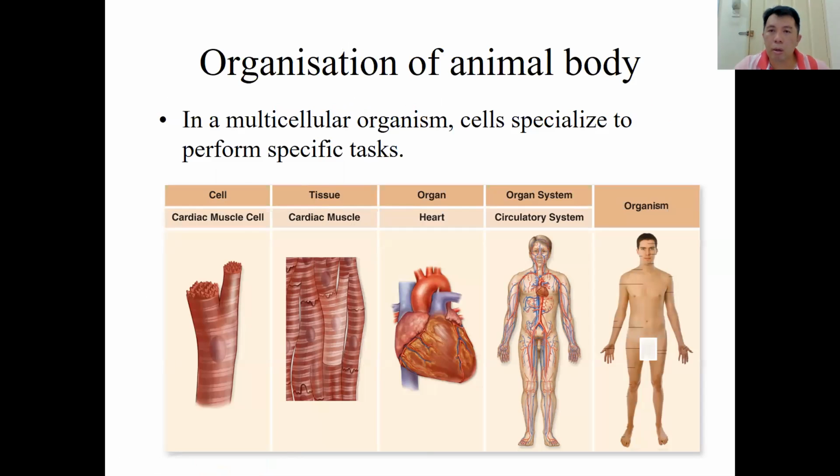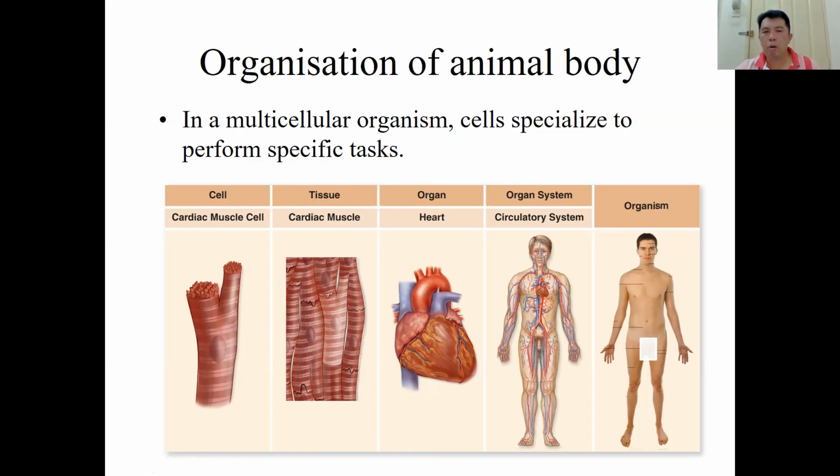In multicellular organisms, cells are specialized into different types that can perform specific tasks. The levels of organization start from the cell, which is specialized through differentiation. Then a group of cells forms a tissue. In this diagram, they are showing you the cardiac muscle. Then the heart is an organ made up of different types of tissue.